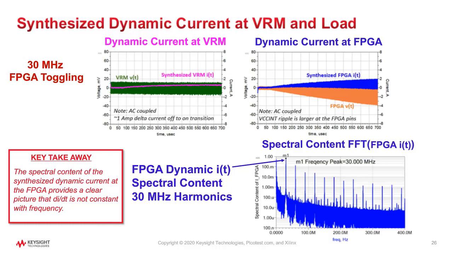The dynamic voltage is also increasing, the gold trace, and matches our prediction for worst-case voltage ripple at 30 megahertz. Now remember that the voltage ripple is the spectral content of the current times the impedance. Now that we have a real measurement of the dynamic switching current at the FPGA, it is easy to take an FFT to see what that spectral content looks like. This is shown in the graph on the bottom right. The spectral content of the dynamic switching current is not constant. It has a peak at the toggling rate of 30 megahertz and at the subsequent harmonics.